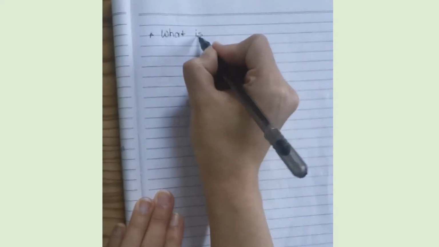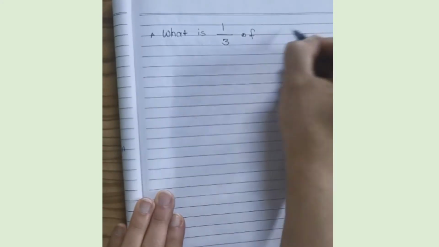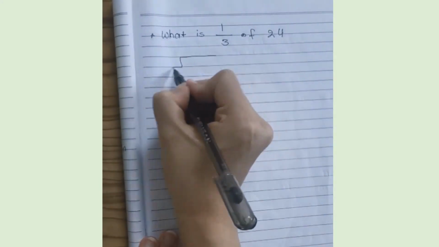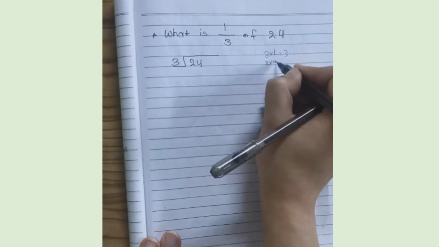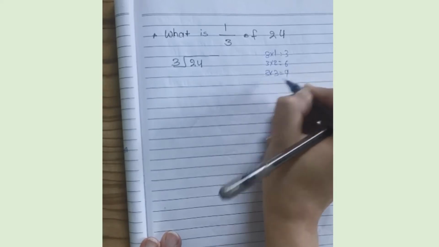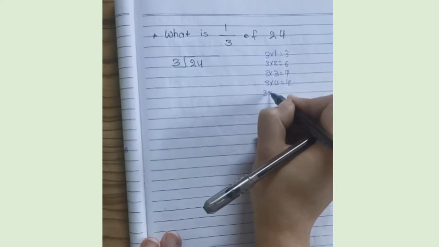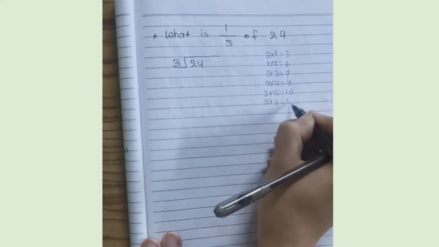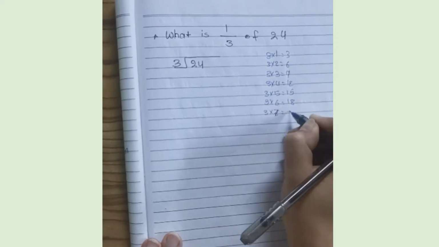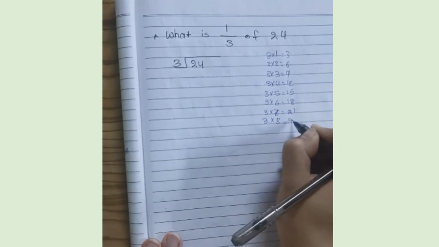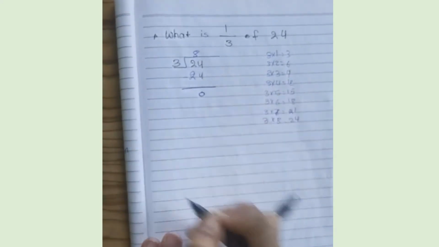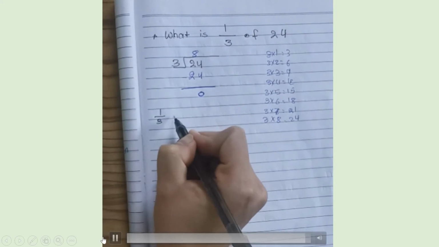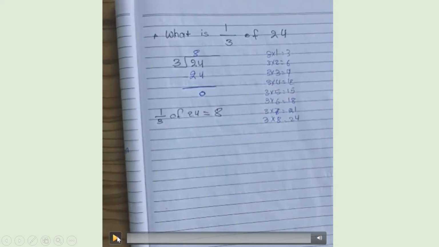Let's see another example. What is 1 out of 3 of 24, or what is 1/3 of 24? Again, we are looking for 24 in the multiples of 3 in order to be able to divide it. 3 times 8 equals 24. So if we put 8 up there, we will have 24 and our work will be complete. So 1/3 of 24 is 8.